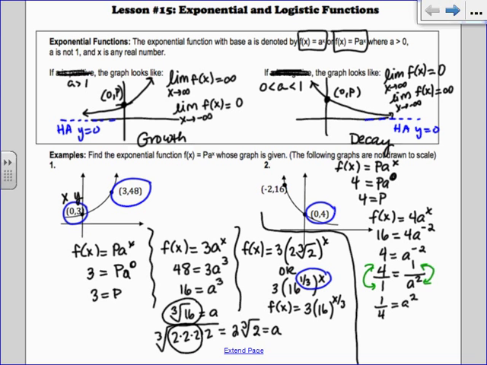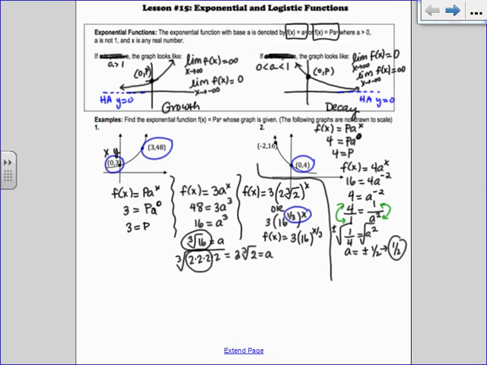And then we take the square root. So when I take the square root, I do plus or minus. I get a equals plus or minus 1/2. Okay, for exponential functions, you're never going to have a base that is negative, ever. I'll show you why, but we're never going to have a base that's negative, so a is going to be positive 1/2. So that means our final answer is f of x equals p, which was 4, times 1/2 to the x. That's it.